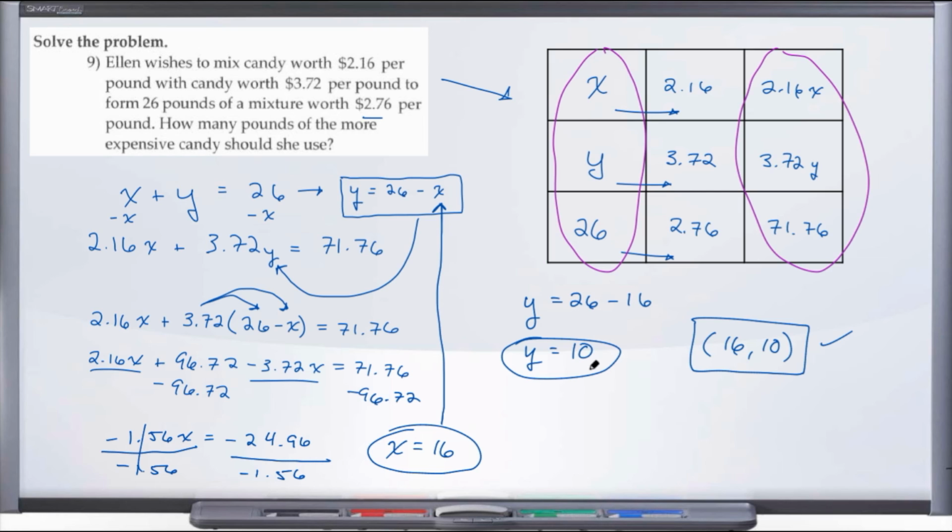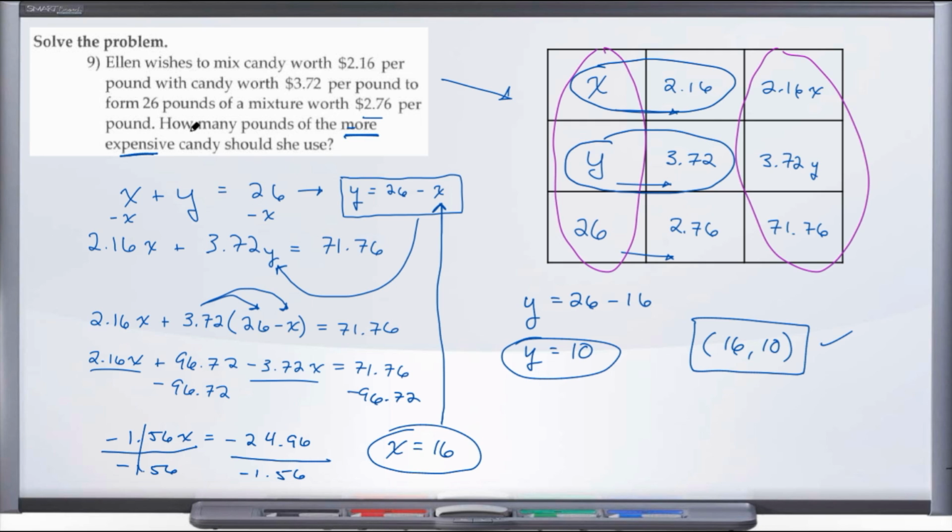Well, let's see. I have a y equals 10. And again, remember, these units are in pounds, right? And we have an x value of 16. Well, if you don't remember which candy the x and y represented, if you don't remember if the x was more expensive or less expensive, or the y was more expensive or less expensive, go back to this table and you can see that the x was associated with the candy that cost $2.16 per pound, whereas the y was associated with the candy that cost $3.72 per pound. And so the y was the more expensive candy.